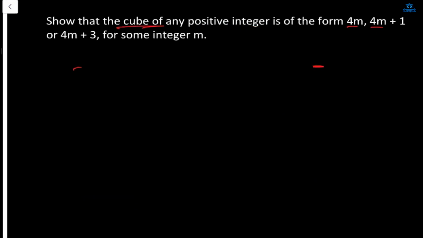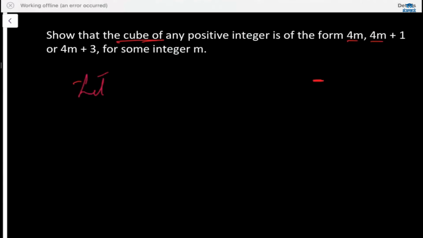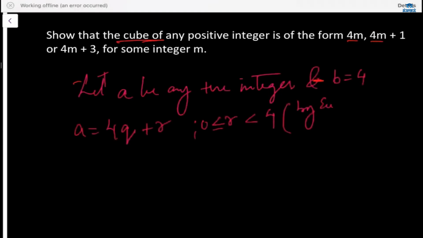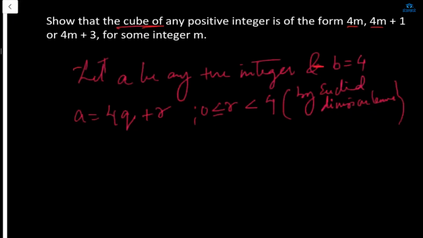So what was there? We'll be taking a as any positive integer, and b is equal to 4. Now a is equal to 4q plus r, where r is greater than or equal to 0 and less than 4, by Euclid's division lemma. This implies that r will be equal to 0, 1, 2, and 3.